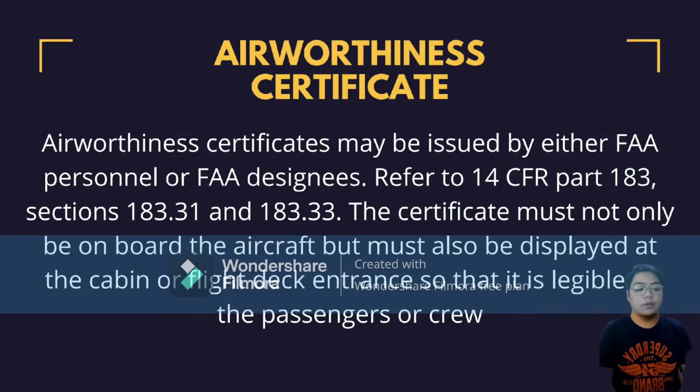An airworthiness certificate may be issued by either FAA personnel or FAA designees. Refer to 14 CFR Part 183, Sections 183.31 and 183.33. The certificate must not only be on board the aircraft but must also be displayed at the cabin or flight deck entrance so that it is legible to the passengers or crew.